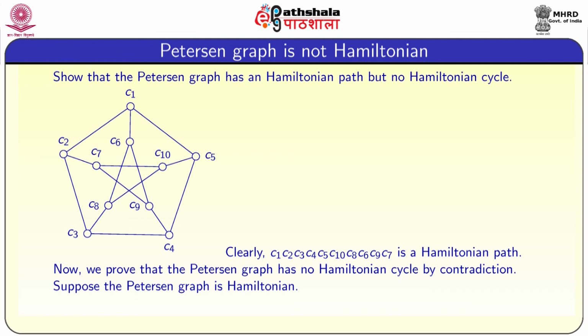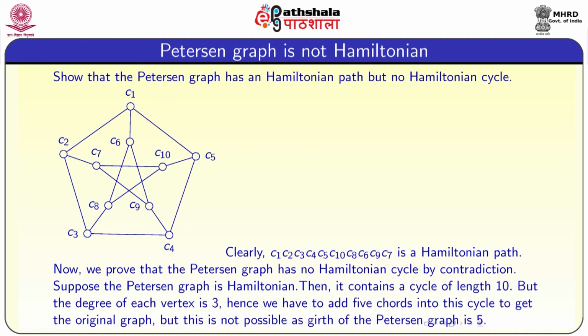Now, we will prove that the Petersen graph has no Hamiltonian cycle by contradiction. Suppose the Petersen graph has a Hamiltonian cycle, then it contains a cycle of length 10, but the degree of each vertex is 3. Hence, we have to add 5 chords into this cycle to get the original graph, but this is not possible as the girth of the Petersen graph is 5.